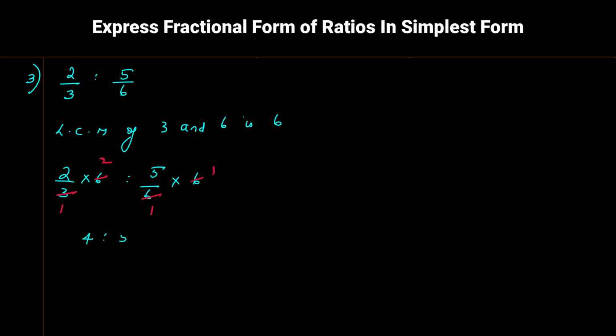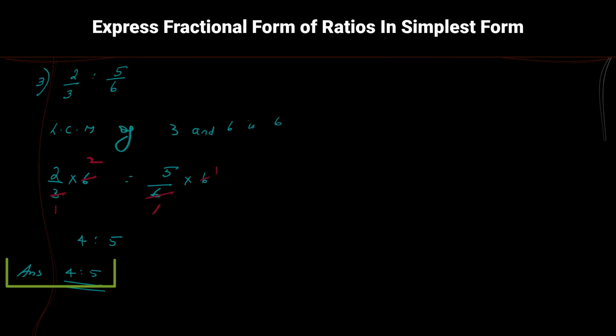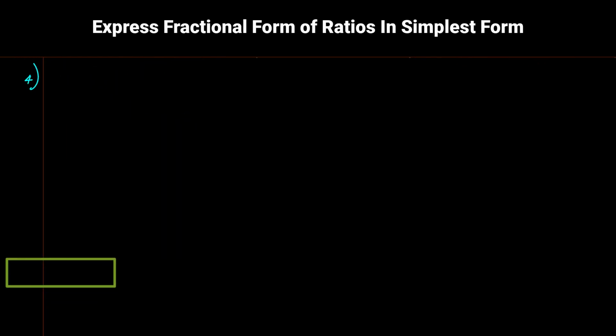So what do we get? We get 2 2s are 4 and 5 1s are 5. So 2 by 3 is to 5 by 6 in its simplest form is 4 is to 5. So this is the answer for the third sum. Let's move on to the fourth sum.